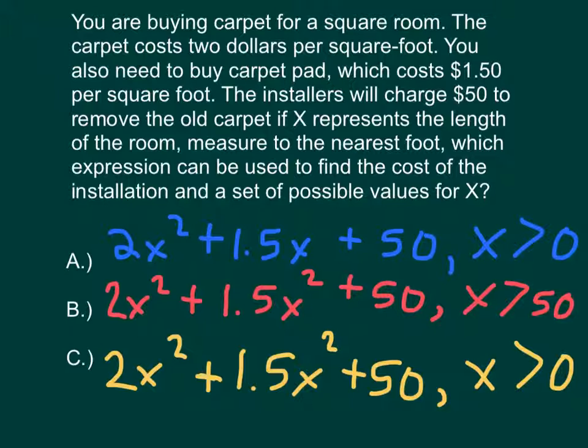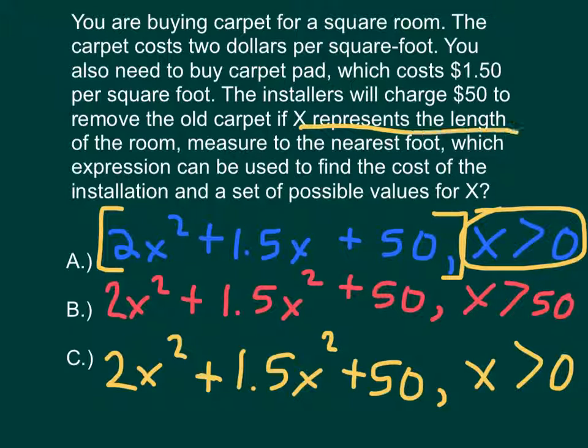If I take a look at expression A, it says 2x squared plus 1.5x plus 50. That's the expression, this part. I'm not saying that's the correct answer, I'm just telling you that's what the expression is. This circled part over here represents the values for x. x would have to be greater than 0. Now x represents the length of the room. So this says, where I'm pointing this arrow, that the length of the room would have to be greater than 0. Makes sense, right?